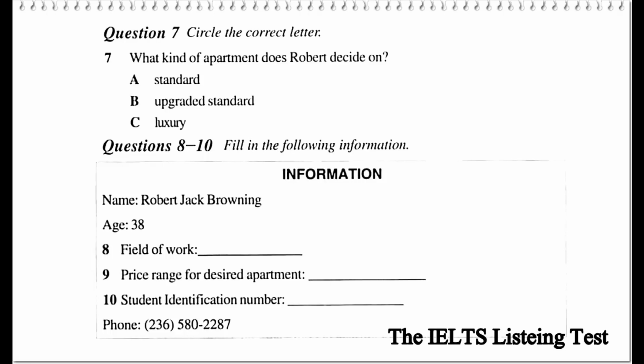Your student identification number, please? QS 45890. Could you repeat that? QS 45890. Lastly, could you leave us a phone number? Okay, it's area code 236-580-2287. Thank you very much. I will give you a call as soon as possible.